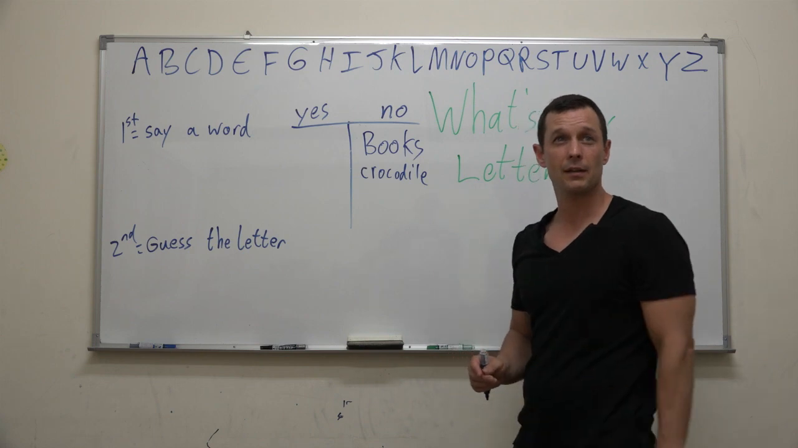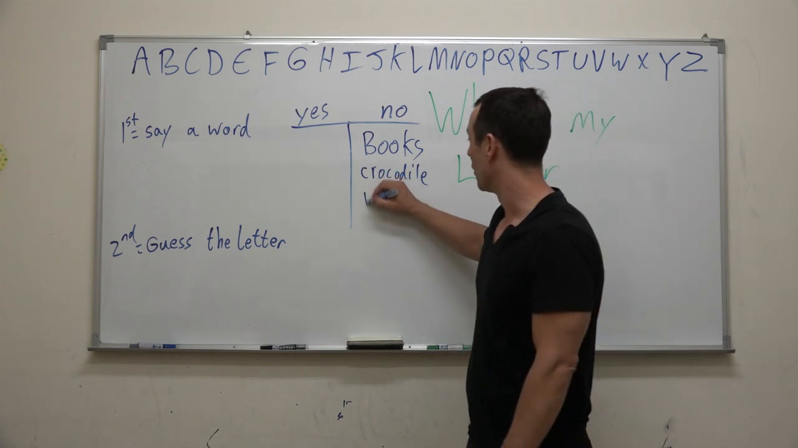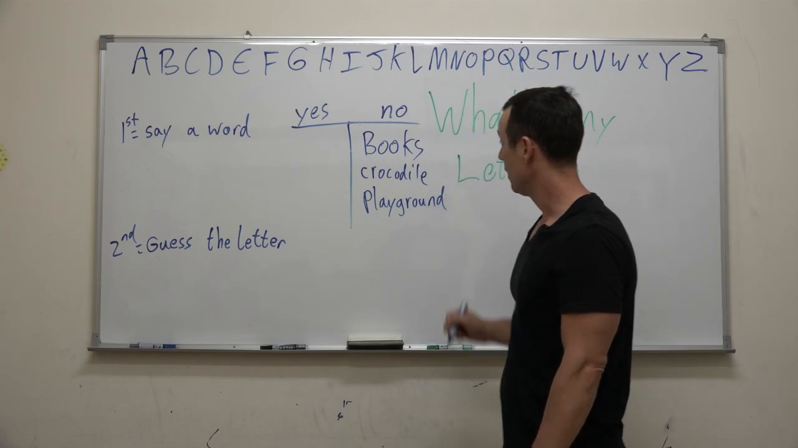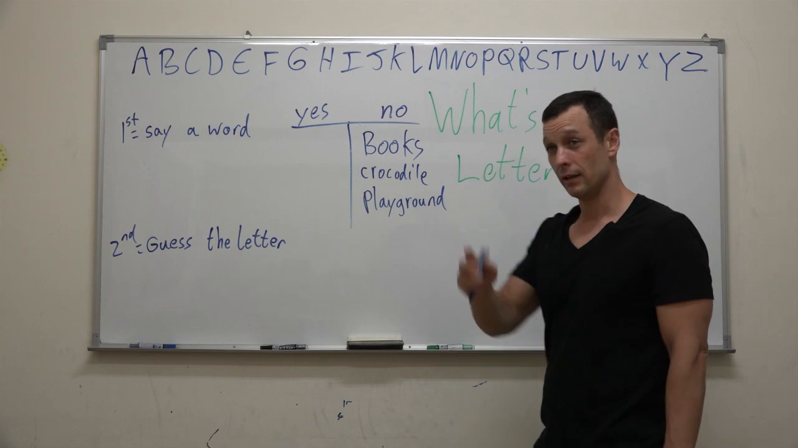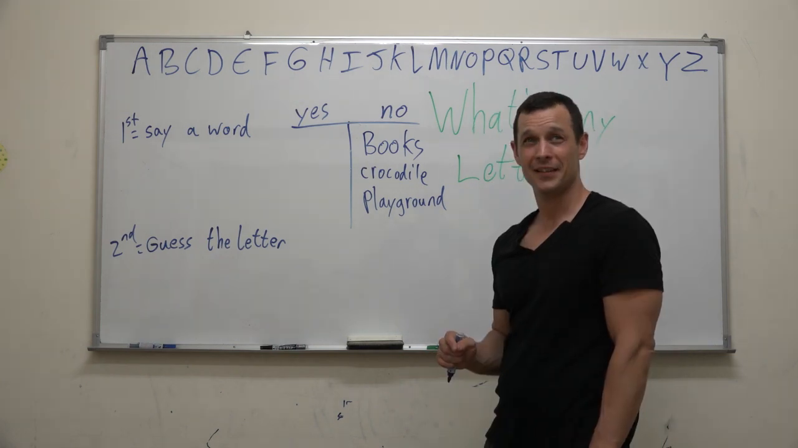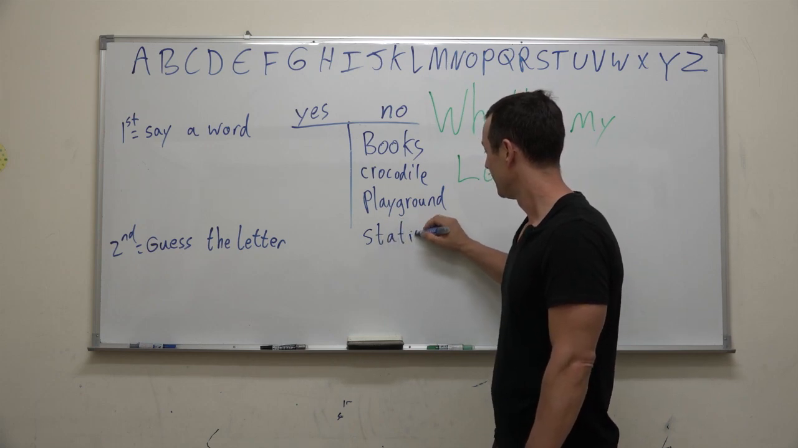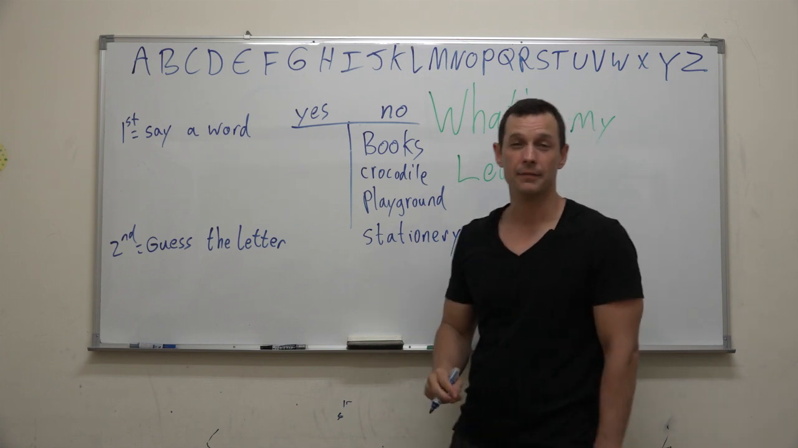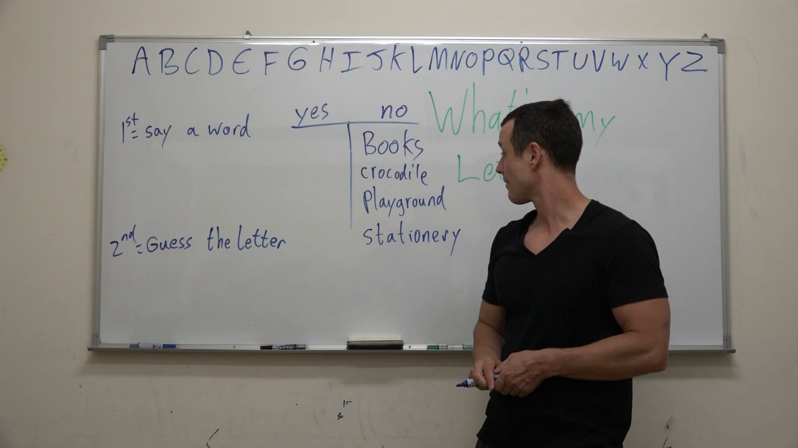Okay, Team A again. Playground. Playground, no. Do you want to guess my letter? W. No. Okay, Team B. Stationary. Stationary, no. Stationary, the E or the A? With an E. Okay. Is it F? No.